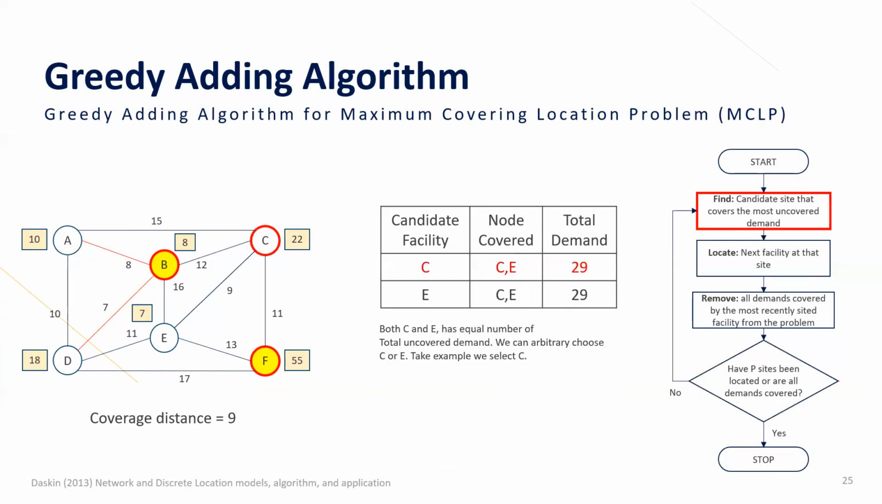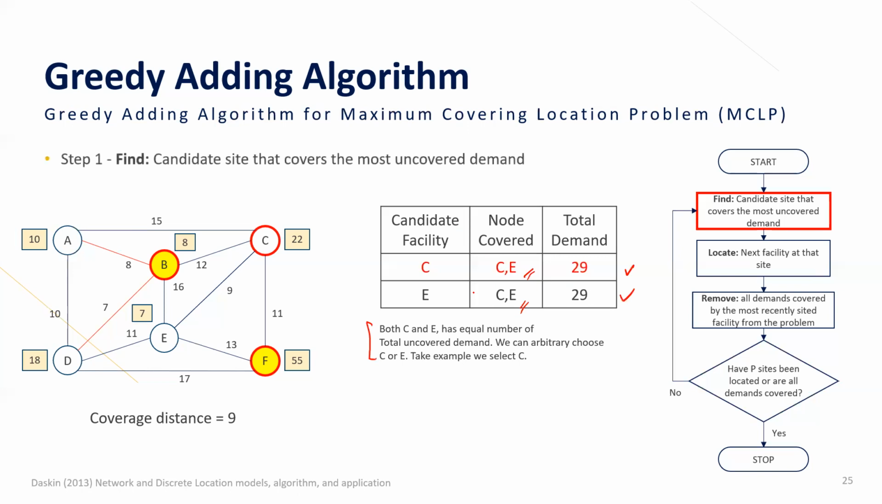Now here we have this 29 and this 29. What should we do? If you check the property, it's equal. They cover each other. So if that's the case, you don't have to worry. Just pick any, because it has the same solution. Whether you open C or open E, it gives you the same result.